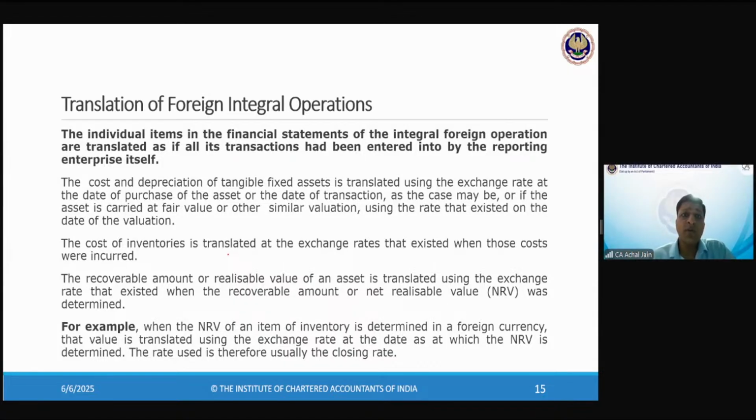In which case, what do you do? You'll have to look at the following criteria. Individual items in the financial statements of integral foreign operations are translated as if all its transactions had been entered into by the reporting entity itself. Cost of tangible fixed assets and depreciation are translated using the exchange rate at the date of purchase or the date of transaction.